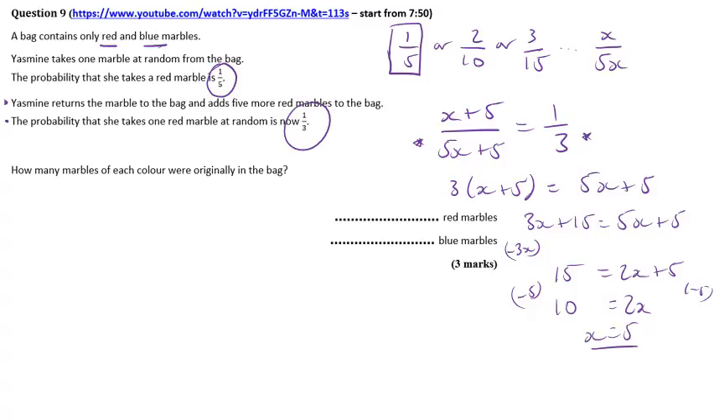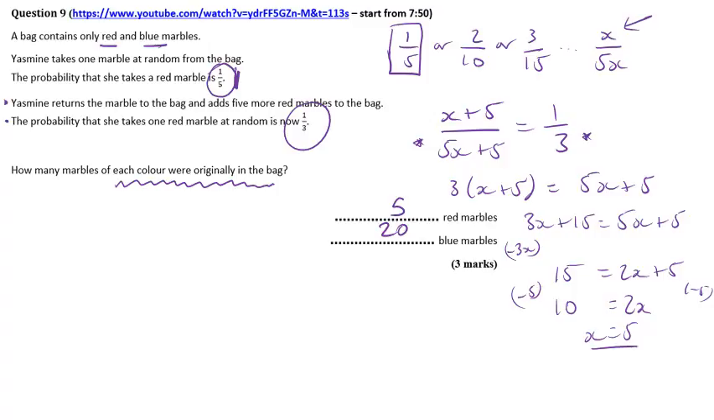Okay, so x, remember we had up here, was the number of red marbles at the start. And the question is asking how many were originally in the bag. So 5 red marbles. And remember from our fraction here at the start, for every 1 red marble out of a total of 5, there must have been 4 blue marbles. So that is 20 blue marbles in total.